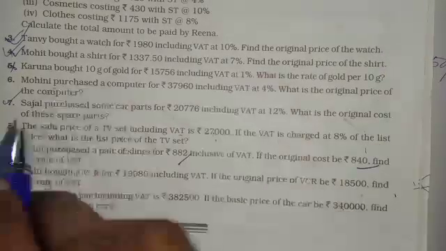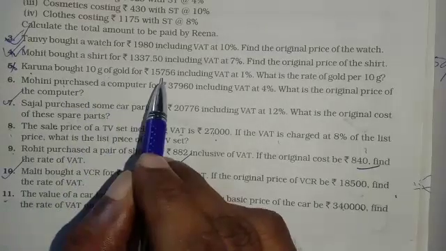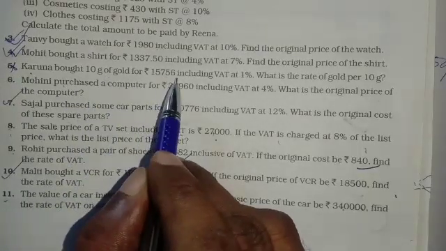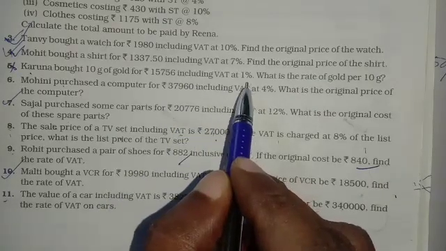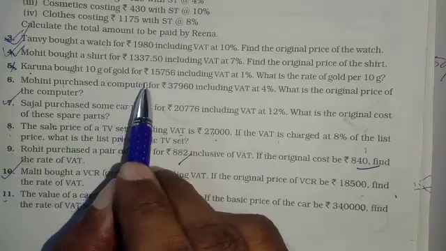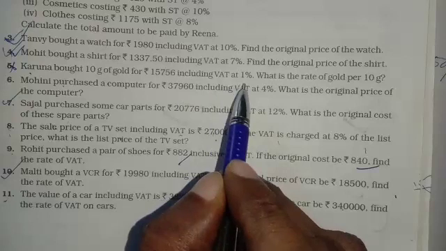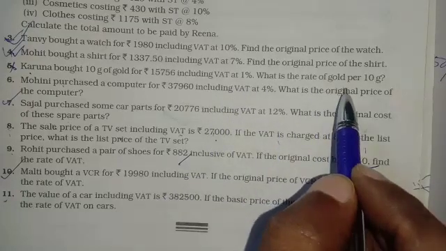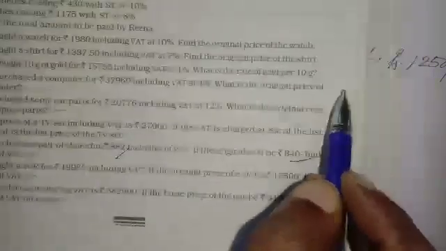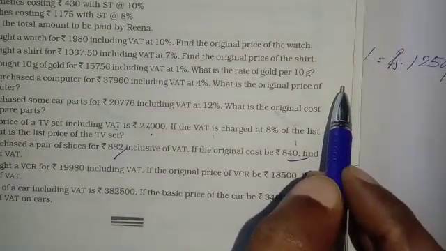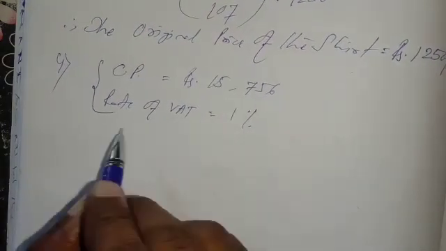Next question is given. Corona bought 10 gram of gold for rupees 15,756, including VAT at 1%. Means total cost price including VAT given 15,756, rate of VAT given 1%. What is the rate of gold for 10 gram? Means actual cost price of the gold you have to find out. Okay, let us solve. First, write what are the things given in this question. Cost price given, rate of VAT given.